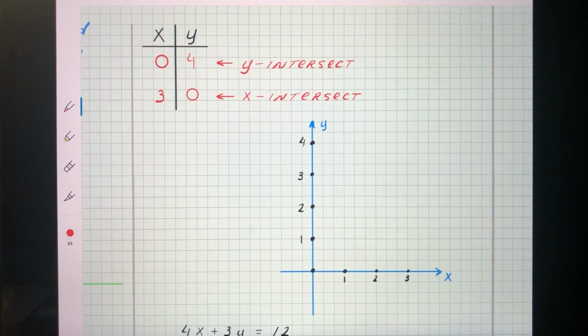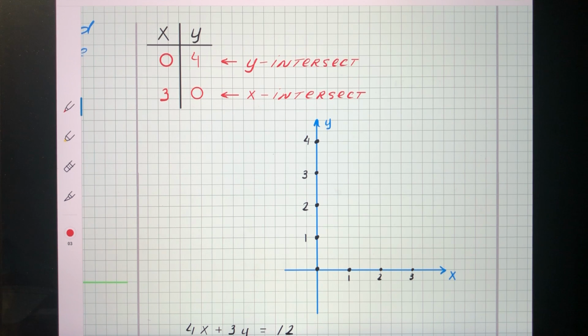Let's plot them on the grid. The x equals 0, y equals 4 is right here, and then 3 for the x, 0 for the y is right here. Connecting these two dots, we get the sketch of our linear function. So it should be a little bit more straight, more like this. So this is the sketch.